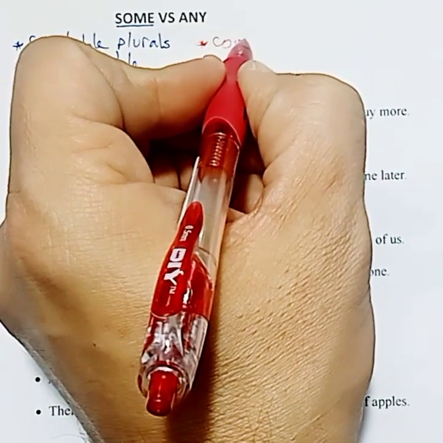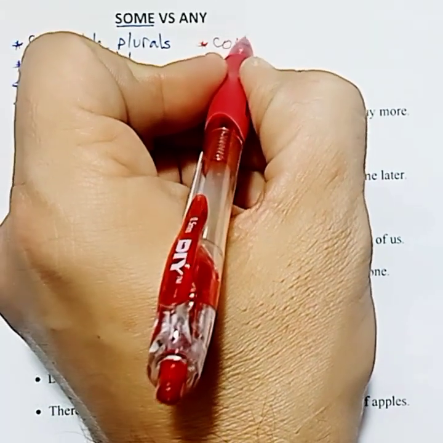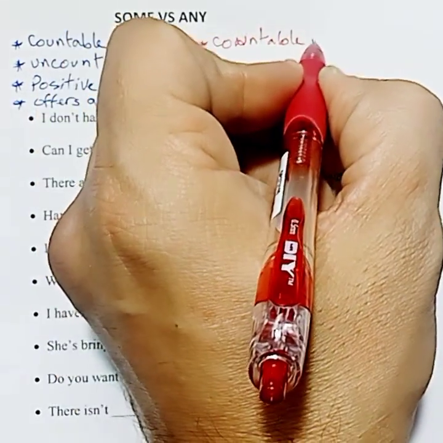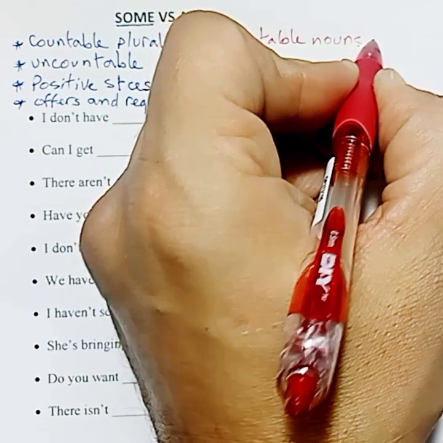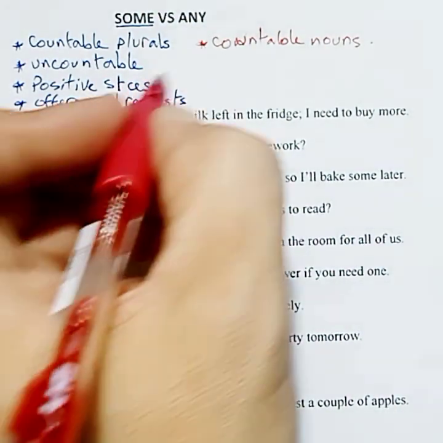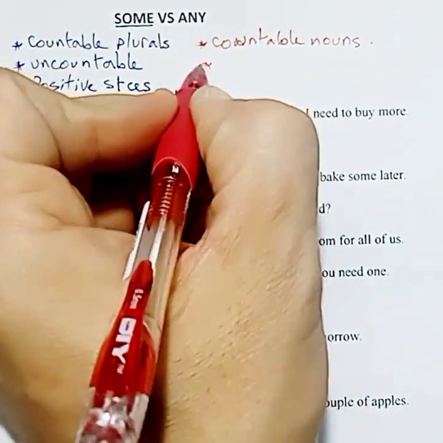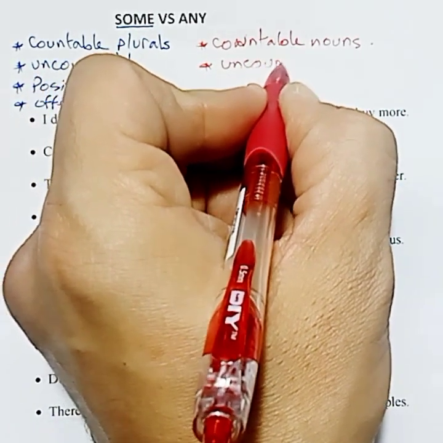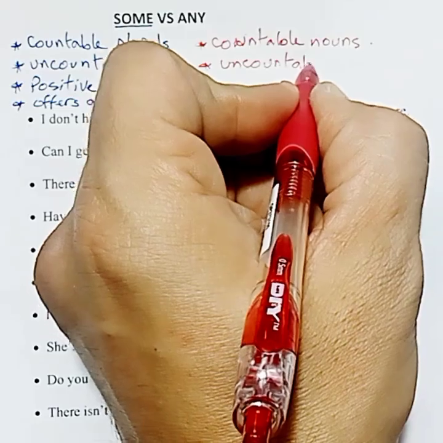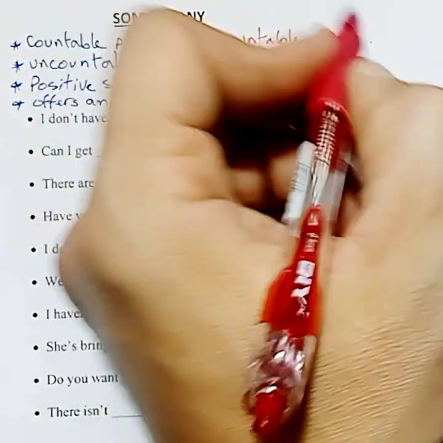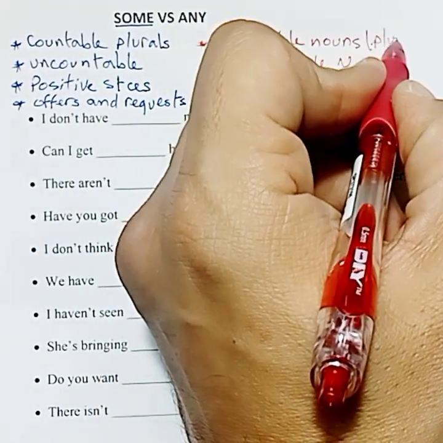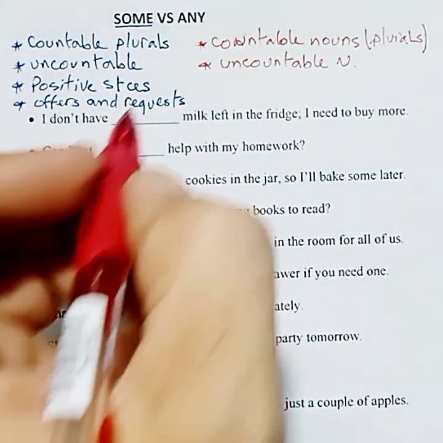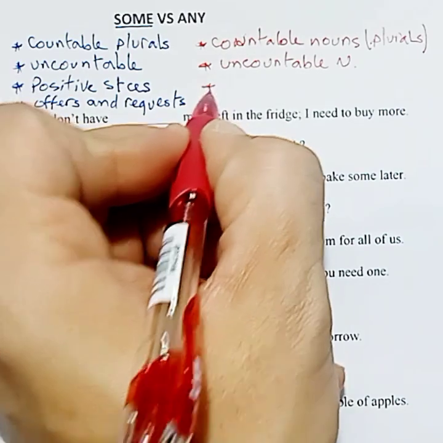Now, any. Any is also used with countable nouns. And the nouns must be plural. Okay? Number 2, they are used with uncountable nouns. So the first 2 points they have in common. They share the same feature. And the plural noun, the countable noun must be plural.